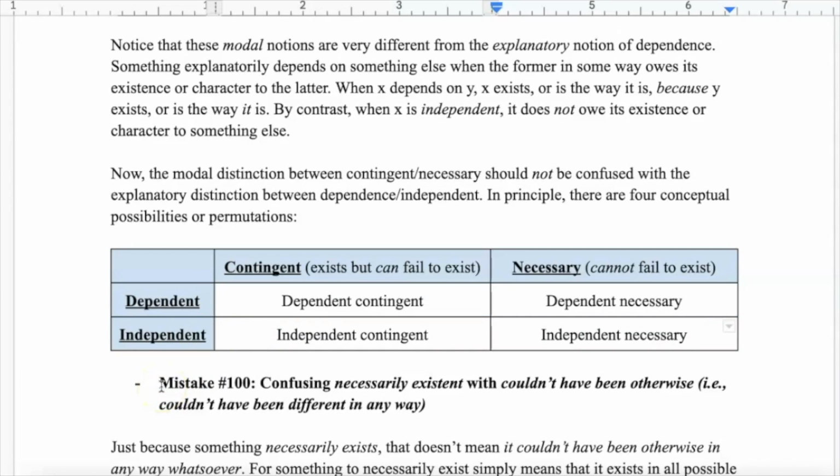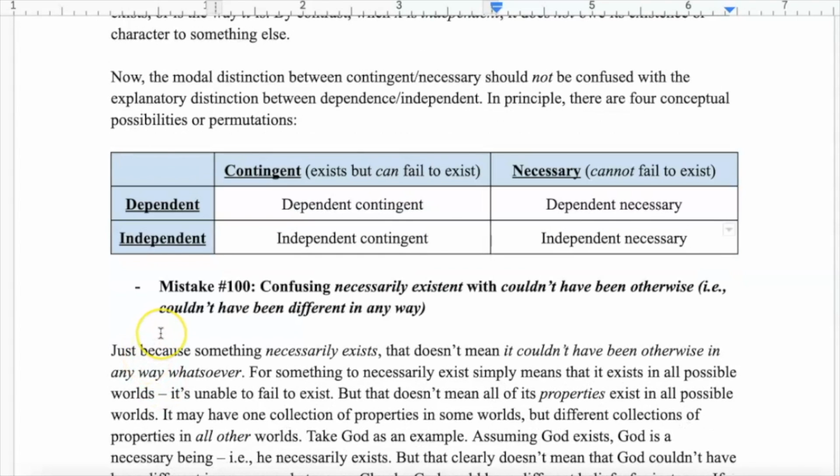Alright, on to mistake number 100, confusing necessarily existent with couldn't have been otherwise. That is, couldn't have been different in any way whatsoever. No, please do not confuse those. Just because something necessarily exists, that doesn't mean that it couldn't have been otherwise in any way whatsoever. Right? For something to necessarily exist simply means that it exists in all possible worlds. Right? It's unable to fail to exist. But that doesn't mean that all of its properties exist in all possible worlds. Right? It may have one collection of properties in some worlds, but different collections of properties in all other worlds.